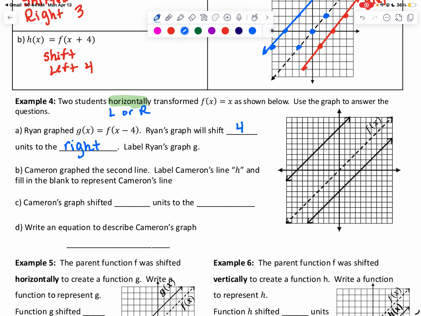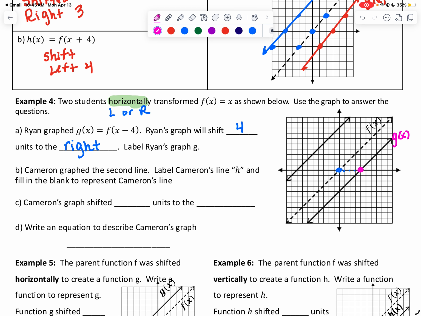Label Ryan's graph. So you have to look at those lines and see which, I would kind of look at the x-intercept of the parent function. Which one of those graphs did the x-intercept move to the right 4? Well, I think you can see 1, 2, 3, 4. Change colors here. This graph is moved to the right 4. That means this graph is g of x.